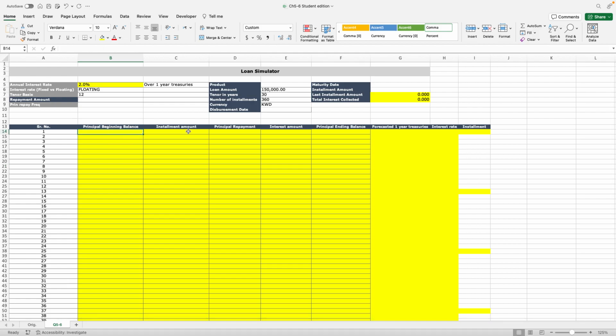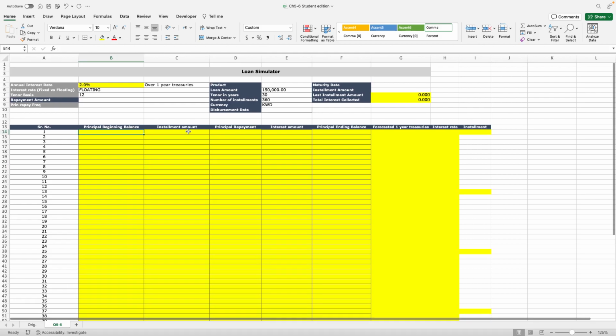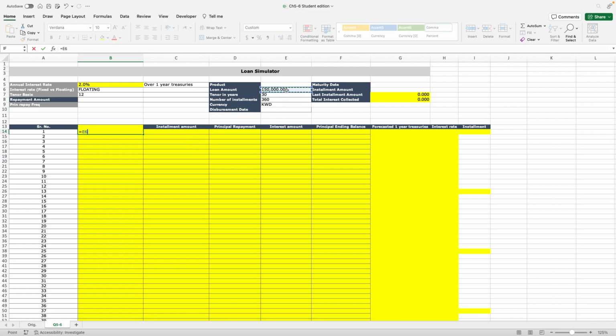Chapter 5-6 from the textbook. We'll start with the principal at the beginning of the period. It's going to be 150,000. The installment we're going to calculate later on in cell I-14. Principal repayment and interest amount is going to follow that.